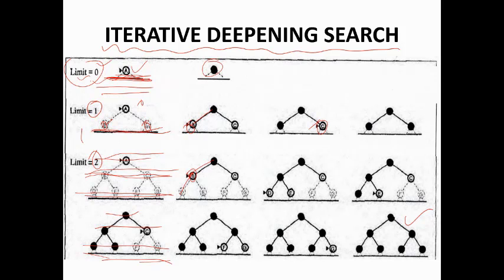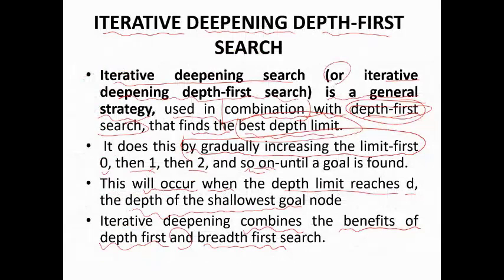These are some of the limitations. That's why it is called limit-based. It does this by gradually increasing the limit, and I will explain each and everything. So increasing the limit first 0, then 1, then 2, and so on. This will occur when the depth limit reaches D, the depth of the shallowest goal, the bottom level.